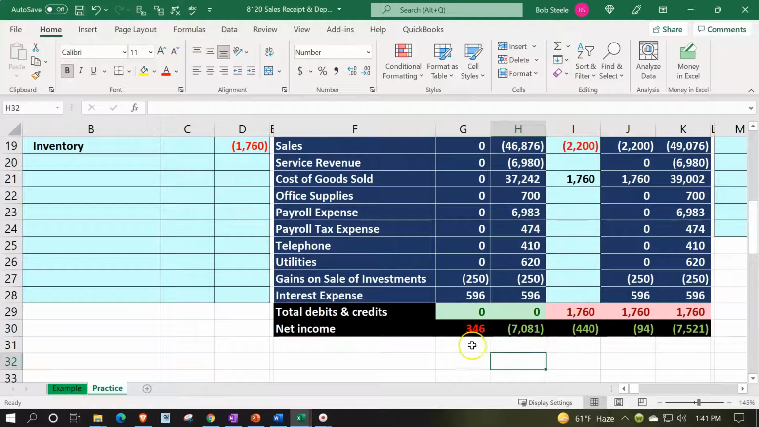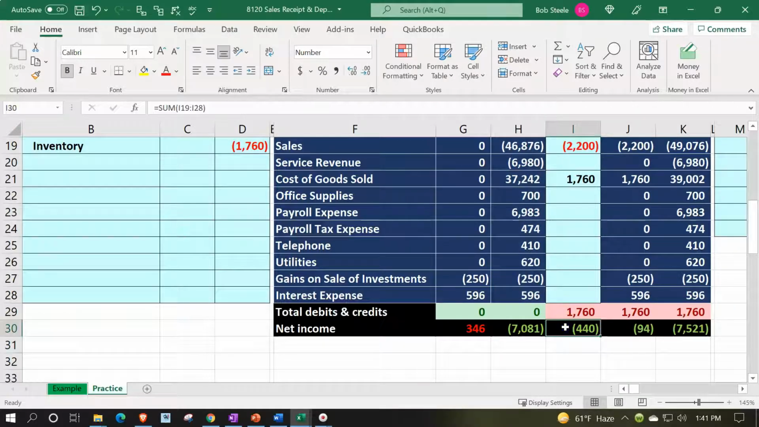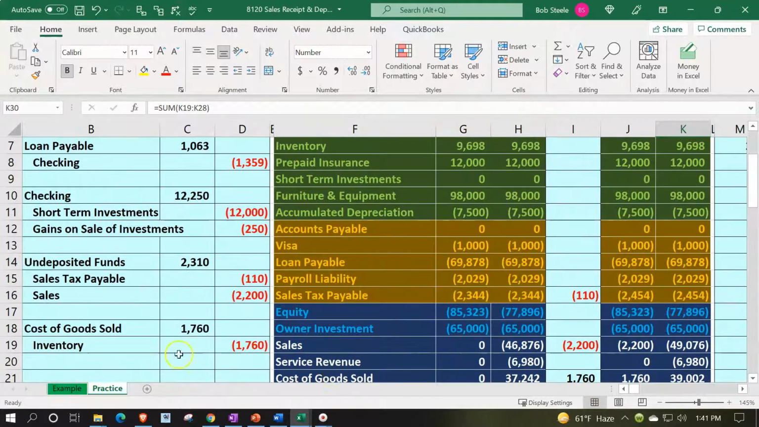So if we talk about just the month of February, we had a loss before, 346, and then we had this change, this difference that happened. So now we're at net income of 94. If we look at the year to date, we had 7,081 net income before this transaction, again, there's a change increase of the 440 up to the 7521. So there is that. So then the last one, we have inventory up top to get us back in balance.